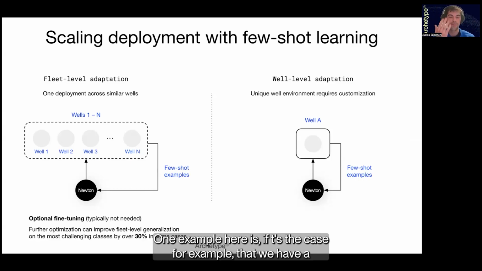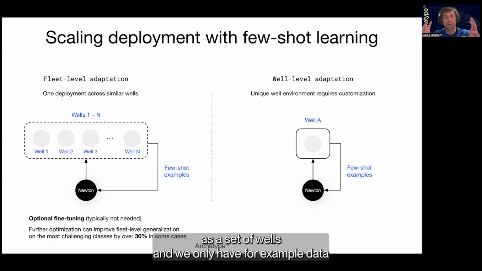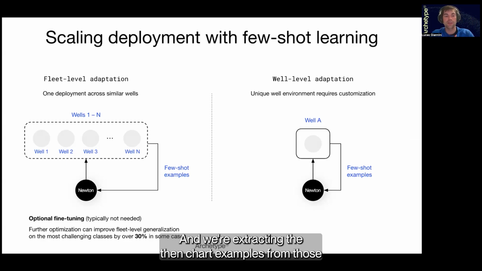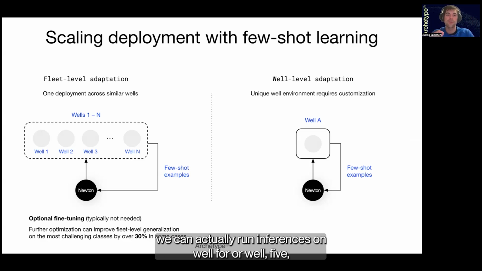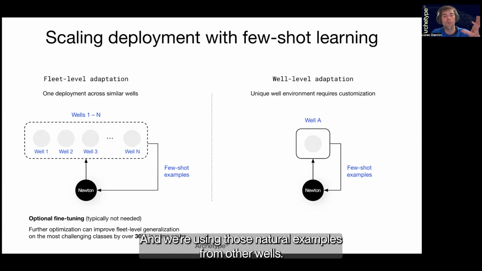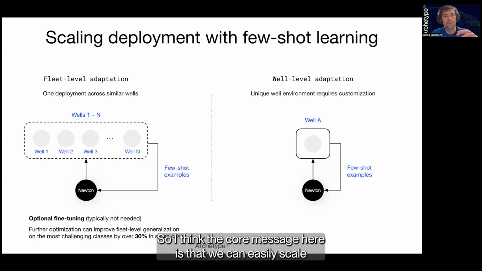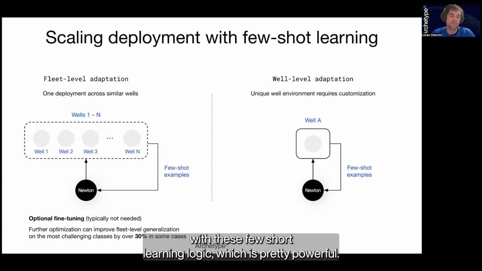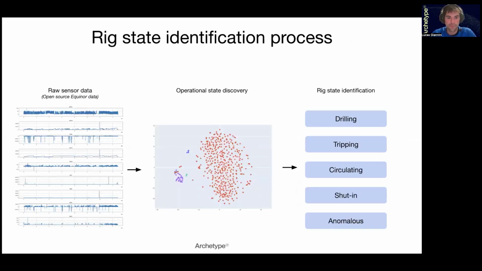One example here is if it's the case, for example, that we have a set of wells, and we only have data available from, let's say, well 1, well 2, and well 3, and we're extracting the n-shot examples from those, we can actually run inferences on well 4 or well 5, given that the foundational model is the same, and we're using those n-shot examples from other wells, right? So I think the core message here is that we can easily scale that and deploy that across different assets with this few-shot learning logic, which is pretty powerful.